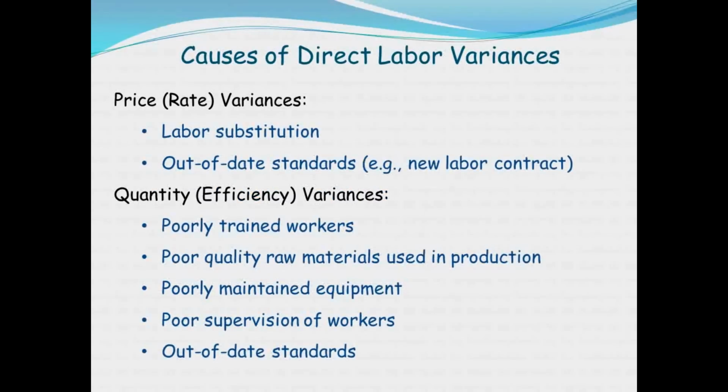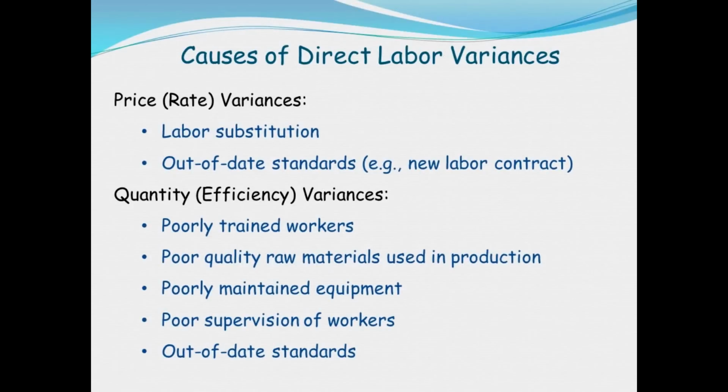Direct labor variances. Obviously, you can have a rate variance in direct labor because you're getting cheaper labor. You could have a rate variance because you use old standards. You know, it could be an accounting problem. Efficiency variances: poorly trained workers, poor quality raw materials. Just as labor can influence raw materials, bad materials could make the labor have to work harder to get it done right.